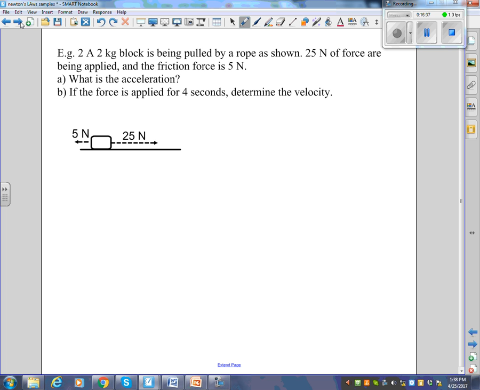Okay. This time, we're going to kind of do it in reverse. If you have this picture... okay, good. You can. Example number 2.